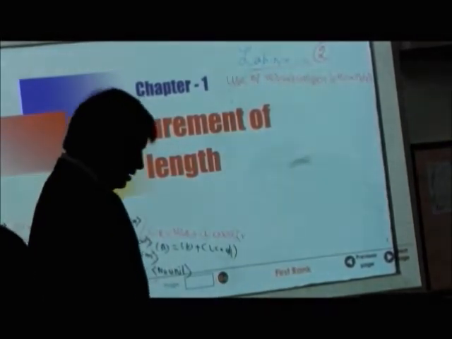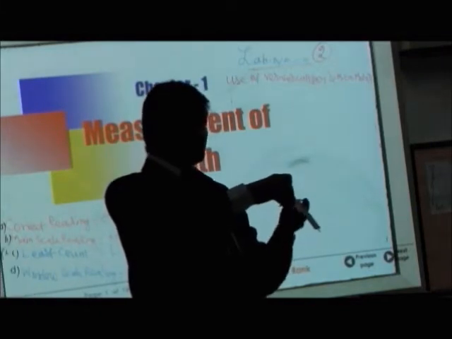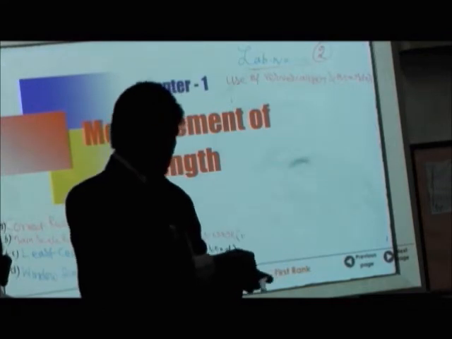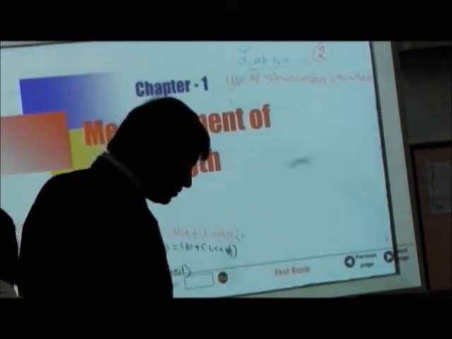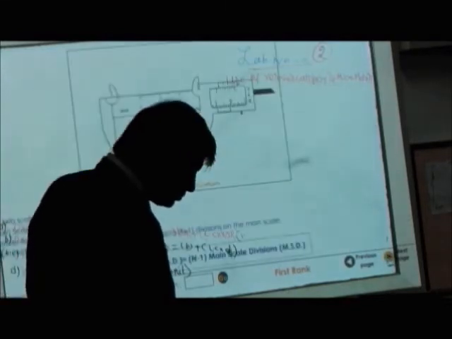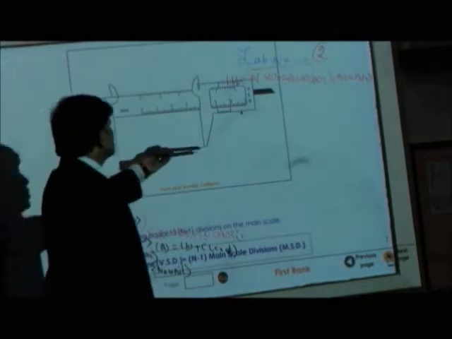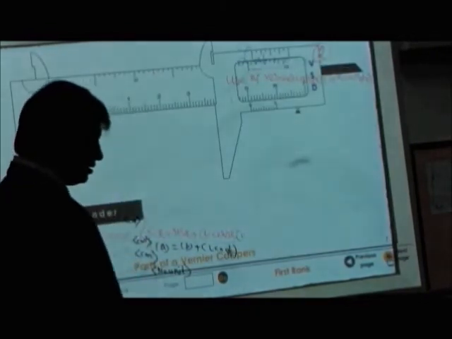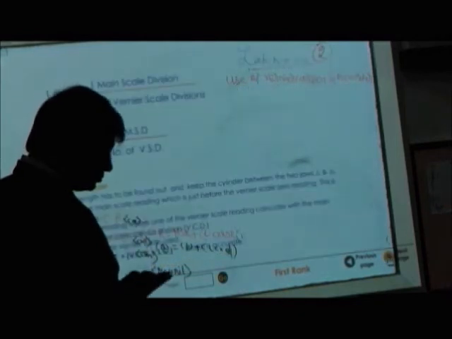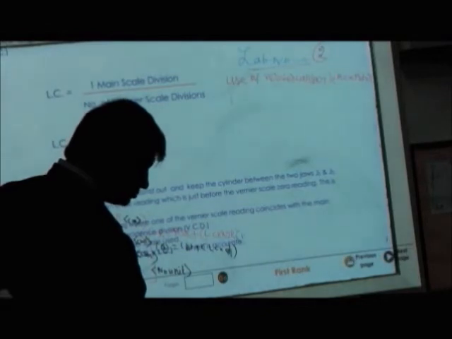now take out the Vernier Caliper. Hold the object in between the two jaws, at the center. Just then, if you want verification, you can take a picture. See here, this is the Vernier Caliper. Have you got it? Then, after holding, now look at the board.